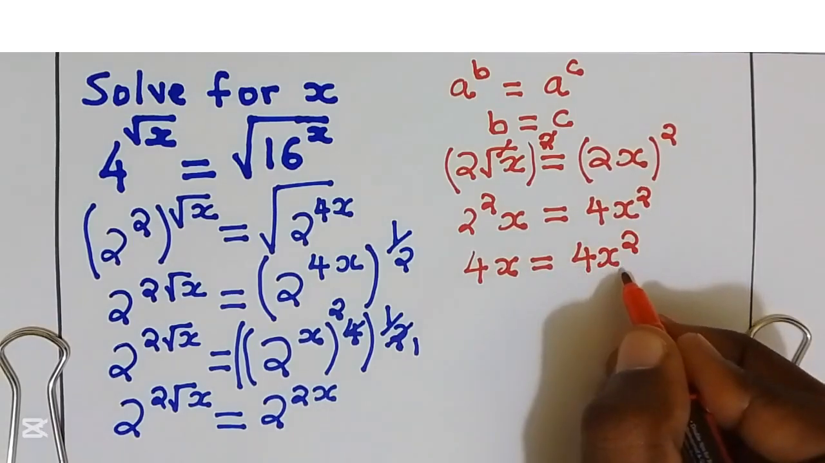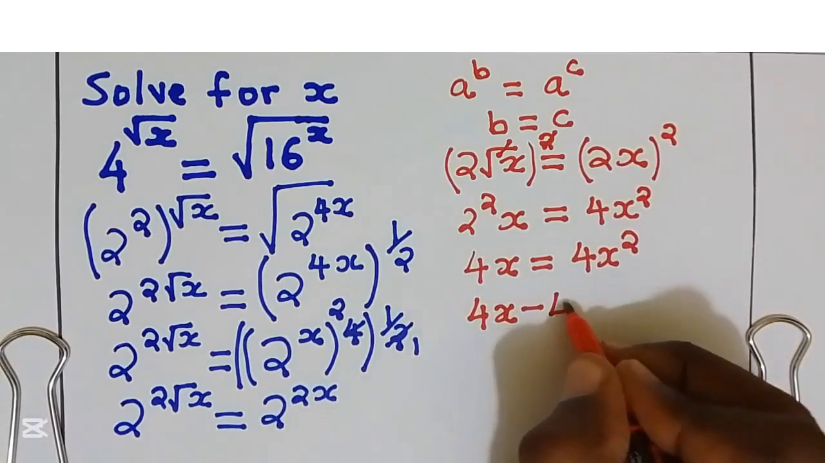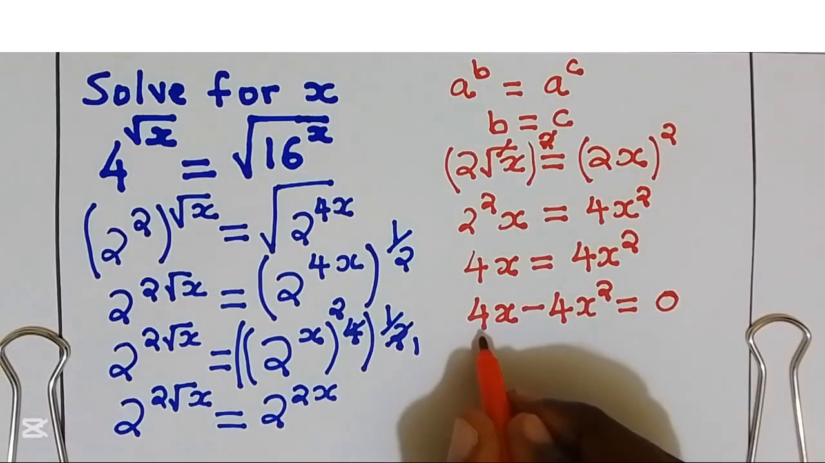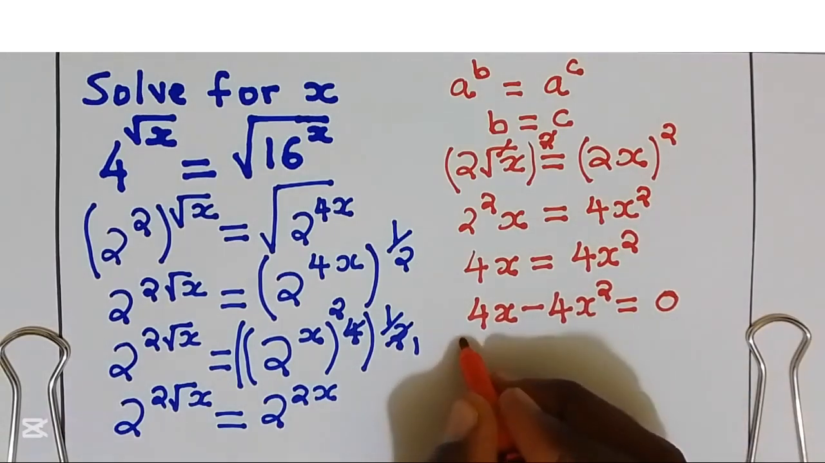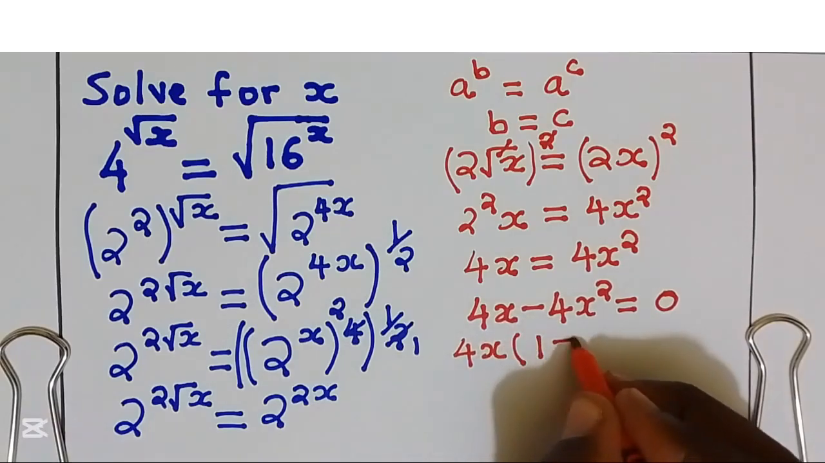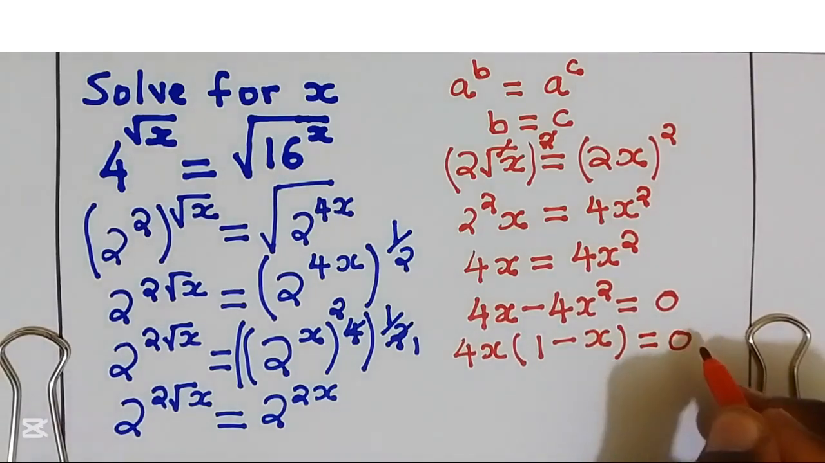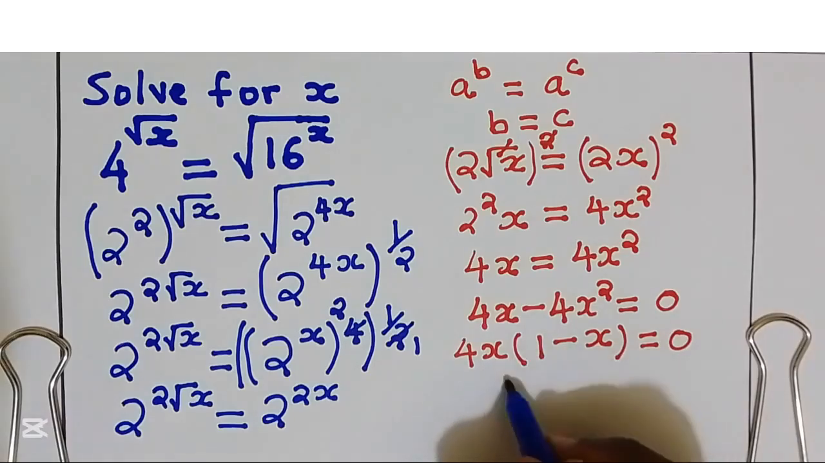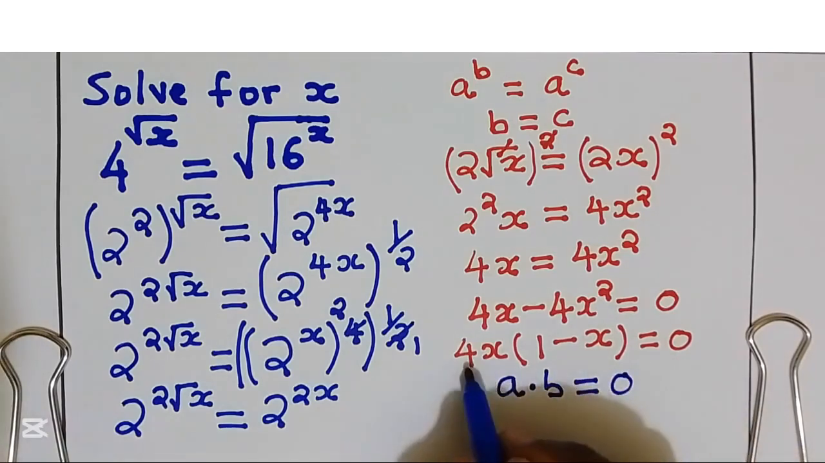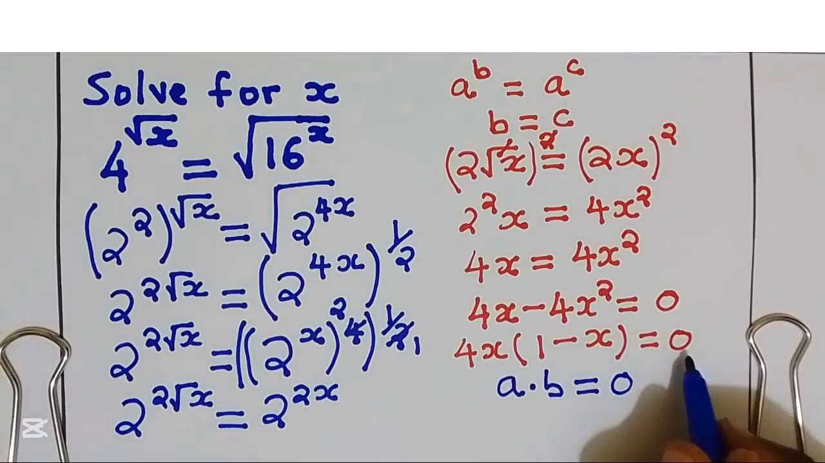Bring 4x squared to the left hand side: 4x minus 4x squared is equal to 0. We can factor out 4x. Here we are going to remain with 1 minus x. This is equal to 0. The equation is in the form of a multiplied by b equal to 0. Now 4x is equal to 0 and 1 minus x is equal to 0.